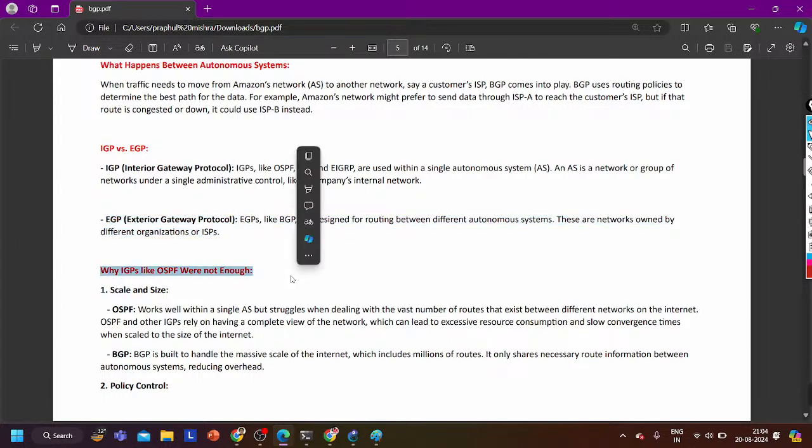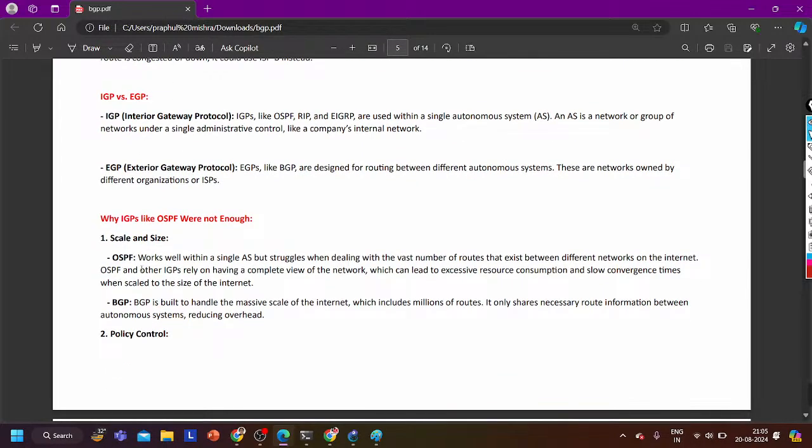Why were IGPs like OSPF not enough? Why was OSPF not enough, guys? Because OSPF is an IGP protocol, and an IGP protocol can manage only thousands of prefixes, not lakhs or millions of prefixes. So OSPF works well within a single AS, but struggles when dealing with the vast number of routes that exist between different networks on the internet. OSPF was suffering in those types of scenarios.